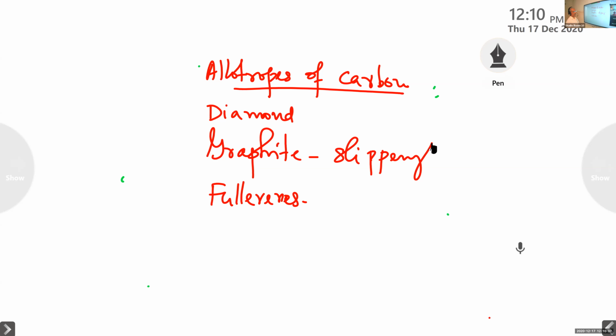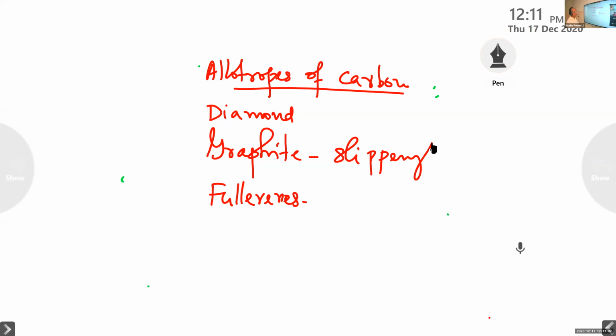W-E-A-K, weakly. Not W-E-E-K-L-Y. Not once in a week, very feebly. It is held very feebly, very weak attraction between the layers. And so the layers will be gliding over one another. And so graphite is smooth.